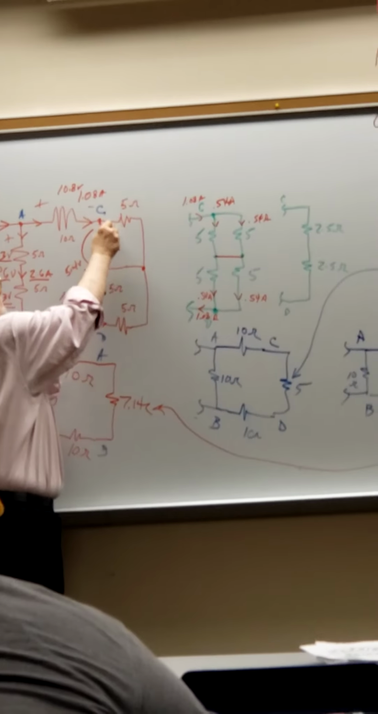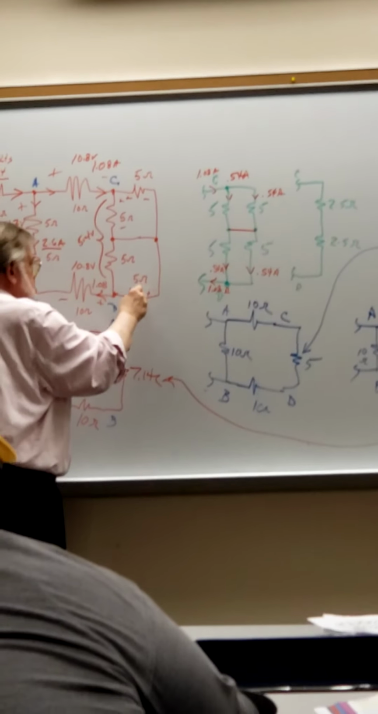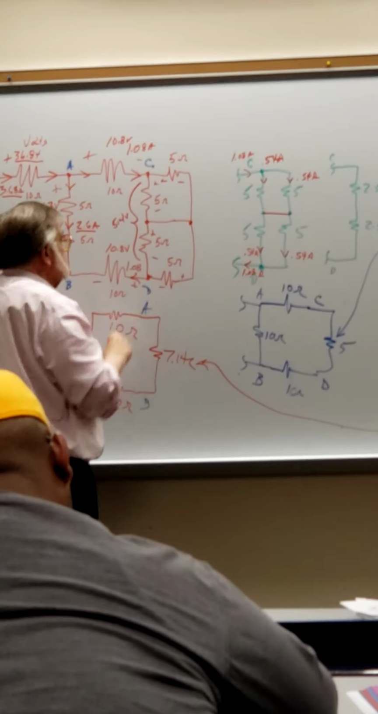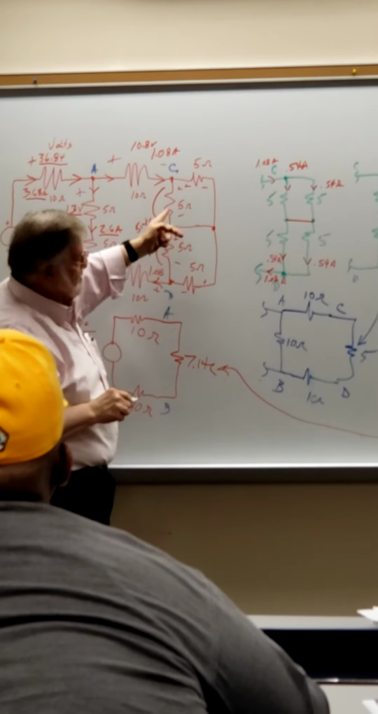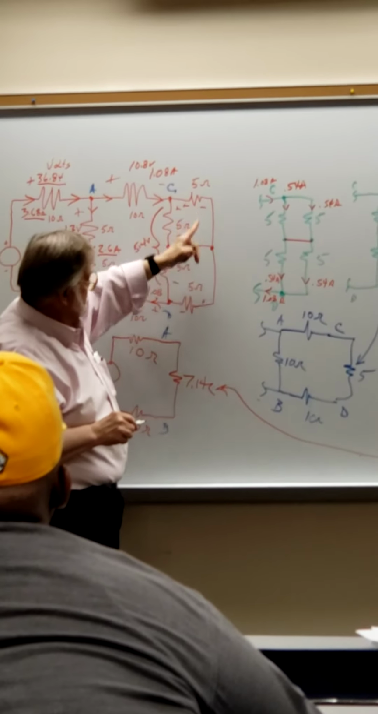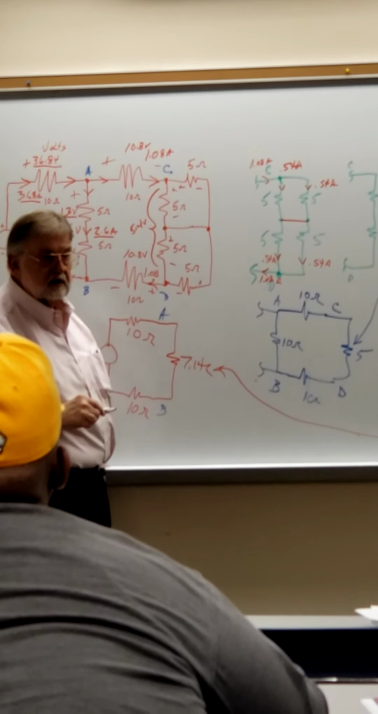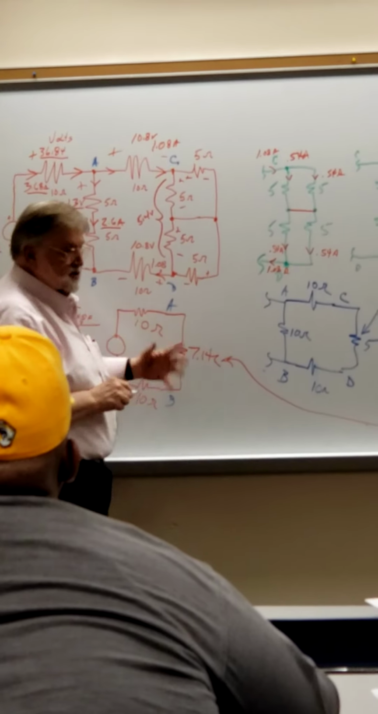Plus, minus, plus, minus, plus, minus, plus, minus. So what's the voltage from here to here? 2.7, 2.7, 2.7, 2.7. So I have all my currents and all my voltages.